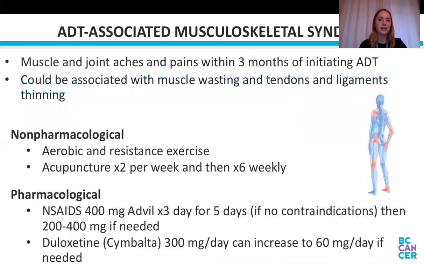So starting with those muscle and joint aches and pains, typically starting within about 3 months of treatment. The cause of this side effect is not 100% understood, yet it could be due to muscle wasting and tendons or ligaments thinning. So for non-pharmacological or non-medicinal interventions, activity and resistance exercise are best. Some people have told me that acupuncture has helped them as well.